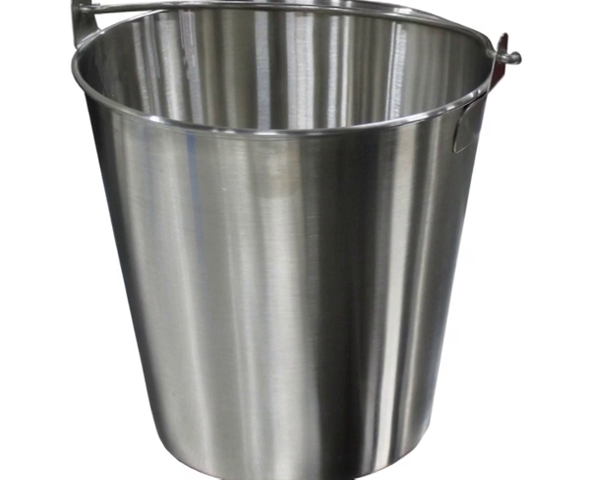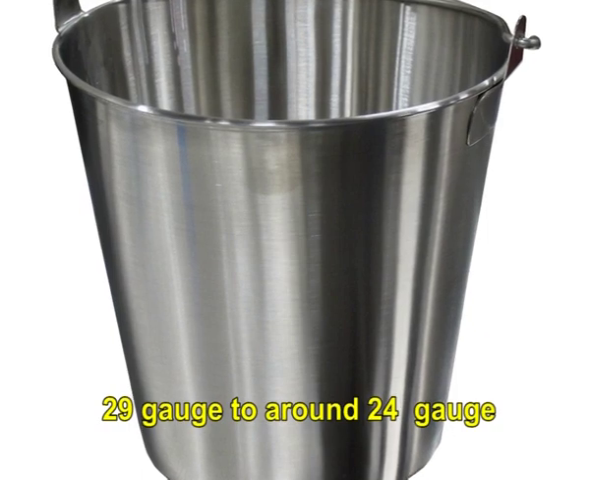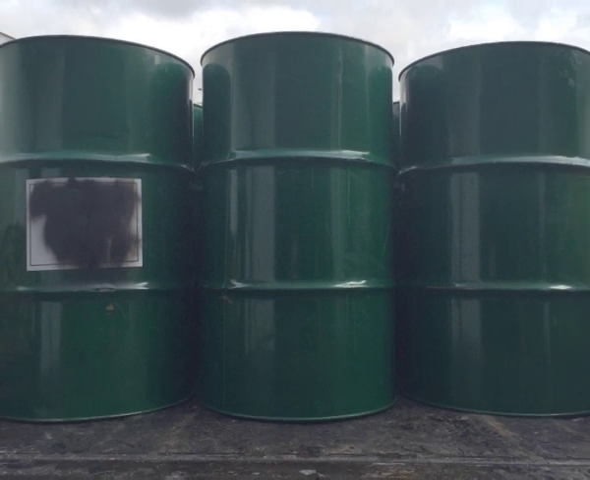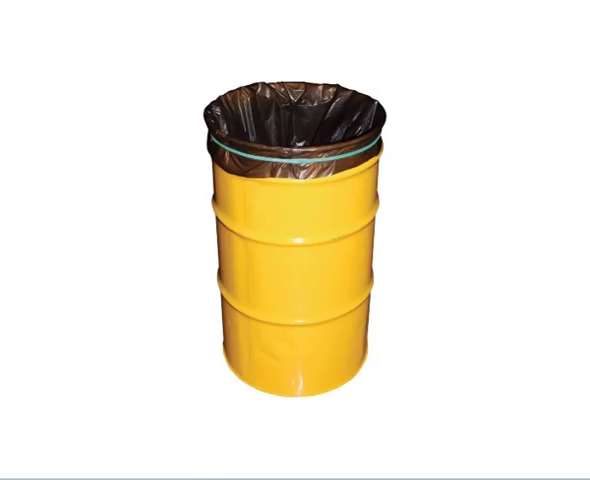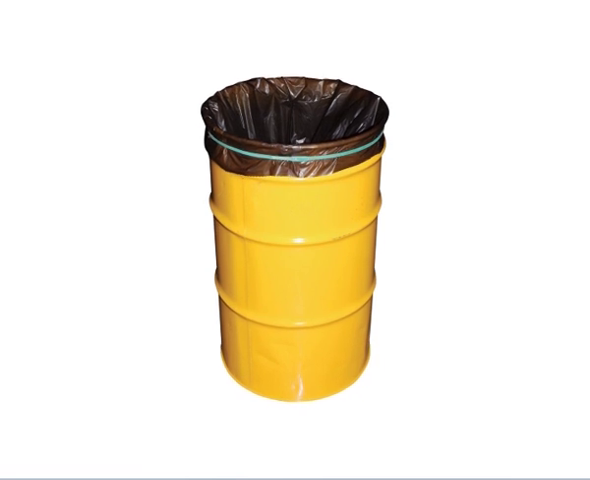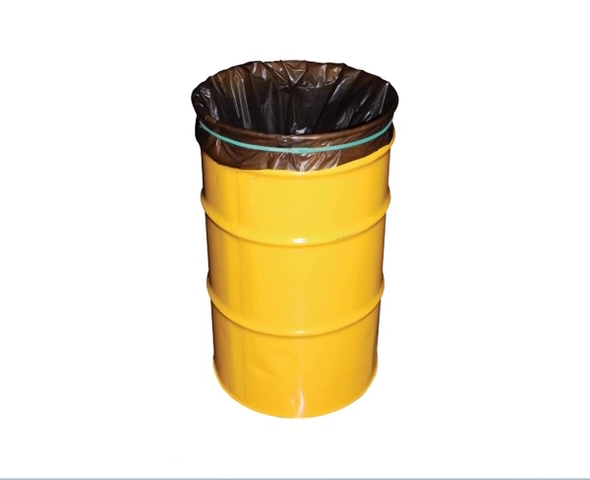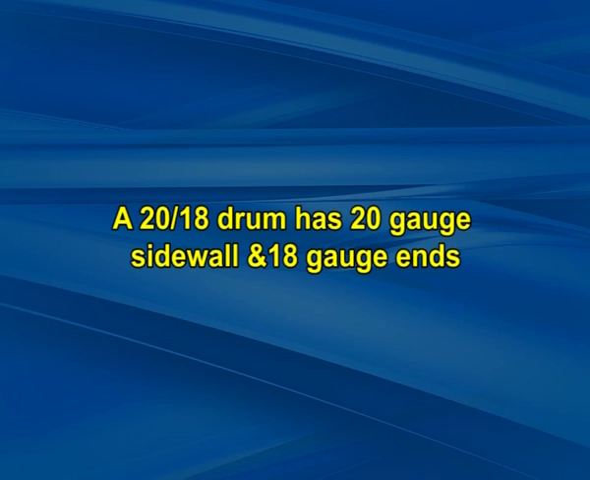Pails are constructed from steels of 29 gauge to around 24 gauge. Lightweight drums up to 55 gallons are constructed in steel ranging from 26 to 20 gauge. Heavy drums vary from 18 to 14 gauges. If the ends of drums are constructed of a different gauge from the sidewall, the gauge of the sidewall is quoted first and then the ends. That is, a 20 by 18 drum has 20 gauge sidewall and 18 gauge ends.